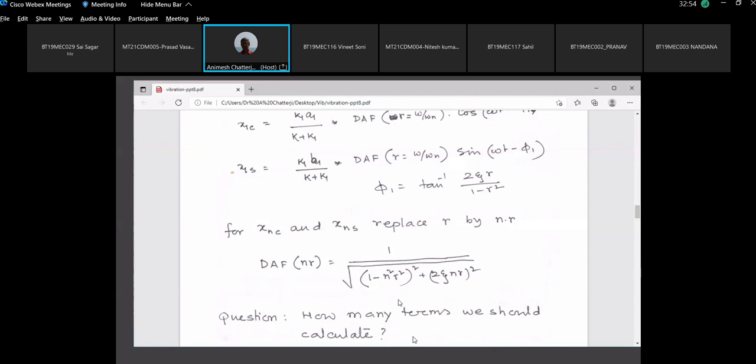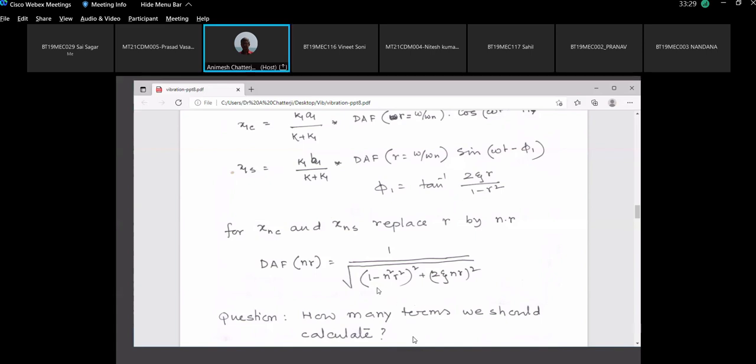You can take a further decision. Why root 2? I can take all the terms, still dynamic amplification factor is 0.5 or 0.1. Then you can have another value of R. Right now, generally we take up to root 2, because below root 2, dynamic amplification factor is greater than 1. Above root 2, roughly, dynamic amplification factor is less than 1.